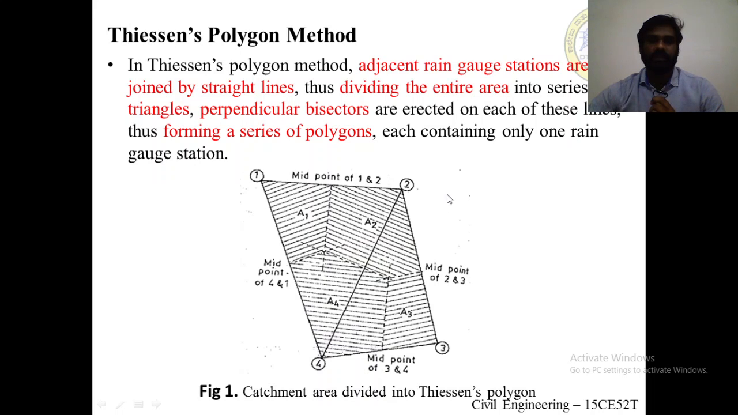Like this, we have 4 rain gauge stations and 4 polygonal areas respectively. To calculate average rainfall by Thiessen's polygon method, we have to multiply the area of each Thiessen polygon by the rain gauge value of the enclosed station. We have to multiply the area of this Thiessen's polygon by the respective rain gauge station reading.